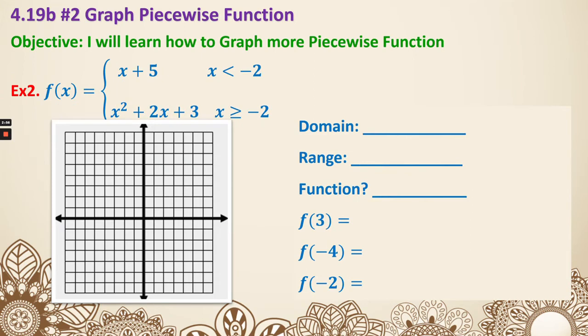Example 2, x plus 5. At first, we need the endpoint, which is negative 2. So let's draw a line at x equals negative 2. Now we can graph the first line, x plus 5. So it's 1 over 1 as the slope. 1, 2, 3, 4, 5. That's my point. Trace back, trace some more points so that we can connect the line.